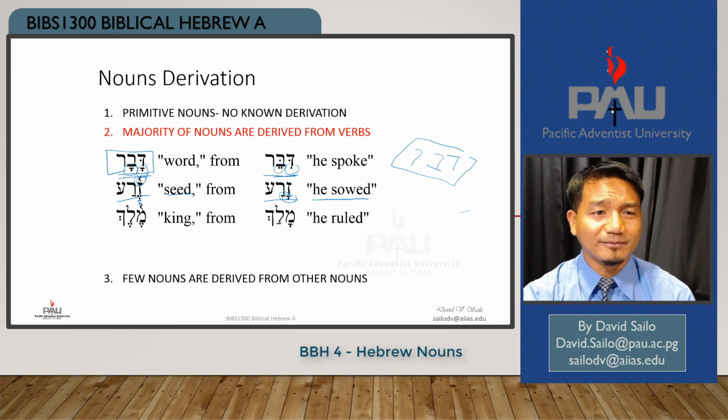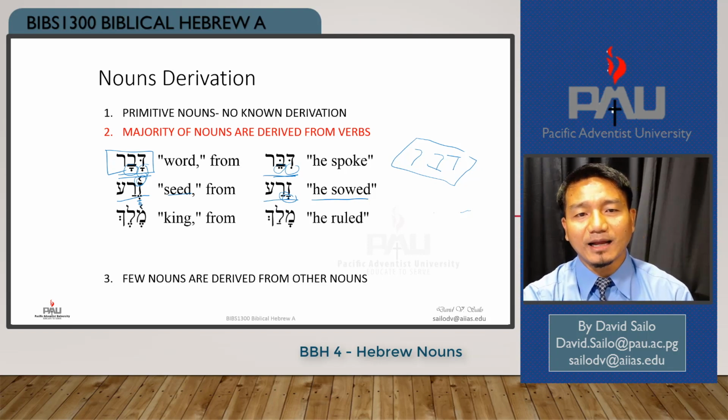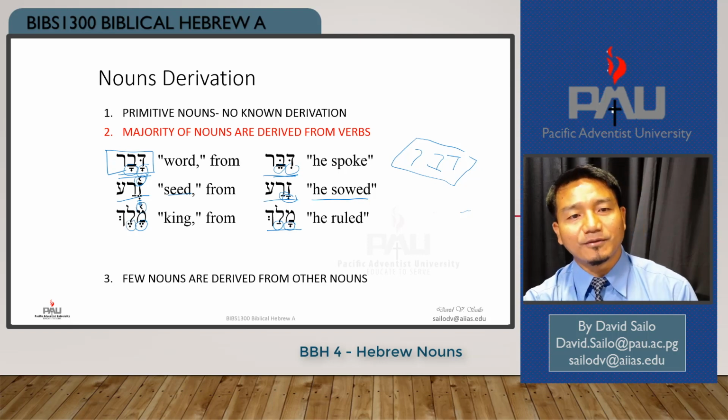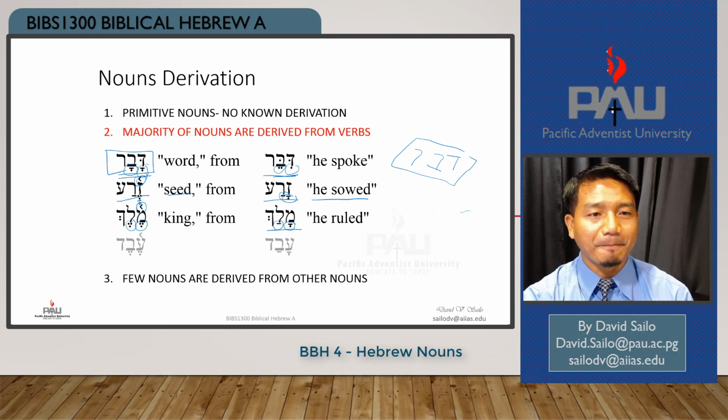Let's look at another example. We have malak, he ruled. This is a verb. This is an act of ruling. From here, we change the vowel and then we get melek. Again, this is the tone syllable. Take note of this one. From malak, we get melek.